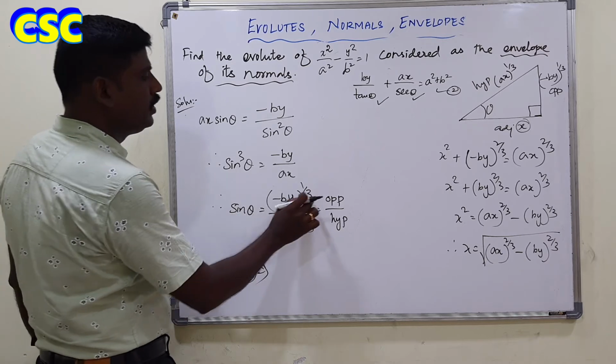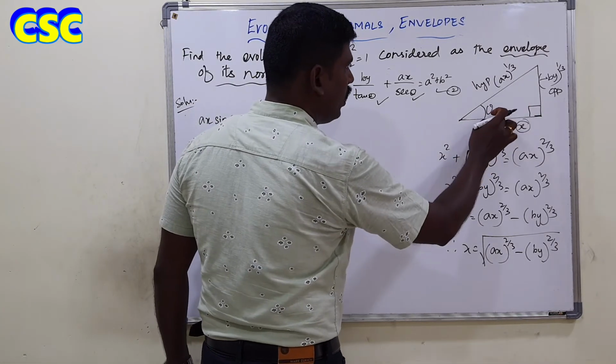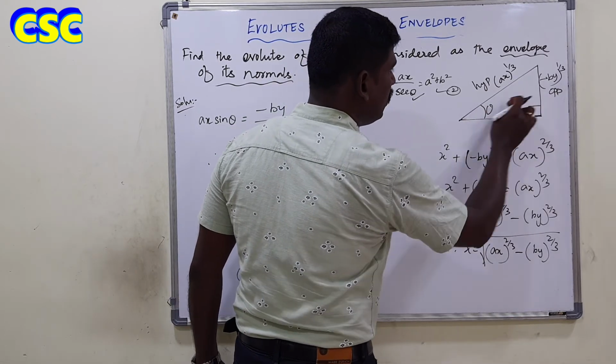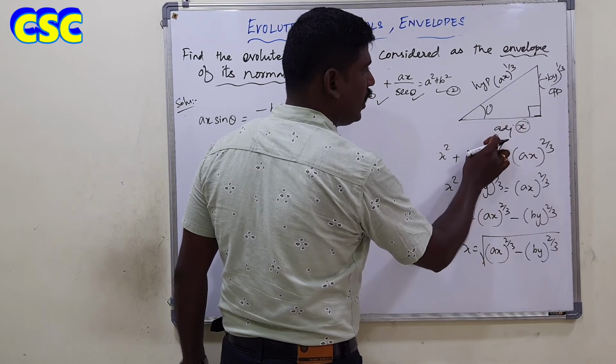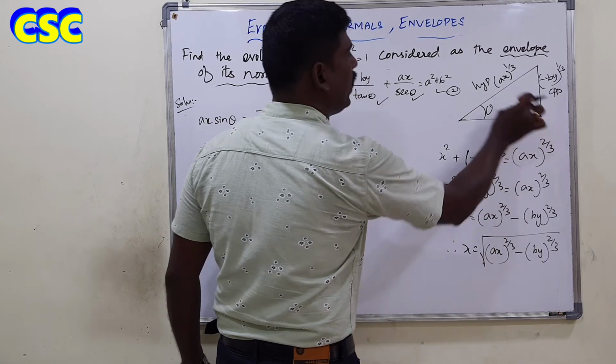That's why I am taking sin theta as opposite by hypotenuse. I draw a right angle triangle and take this angle to be theta. The side opposite to the angle is the opposite side, the side adjacent to the angle is the adjacent side, and the biggest side, opposite to the right angle, is called the hypotenuse.